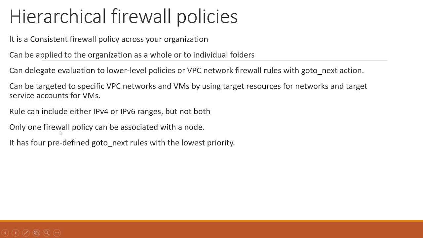Only one firewall policy can be associated with a node. Suppose you have created three firewall policies as of now, but a single firewall policy can be associated with a node. A node can be a folder or organization. You can create multiple firewall policies, but at a time only one can be associated. You can't associate two firewall policies with an organization or a folder. In a firewall policy, you can create multiple rules, but the firewall policy must be one. Also, we have some predefined go to next rules with the lowest priority. And these rules are for IPv4 and IPv6. I will show you those rules also.